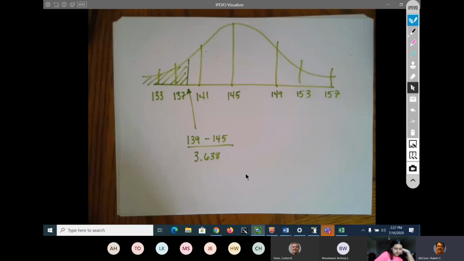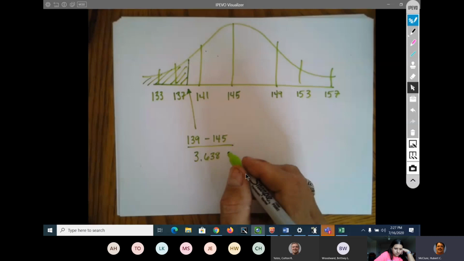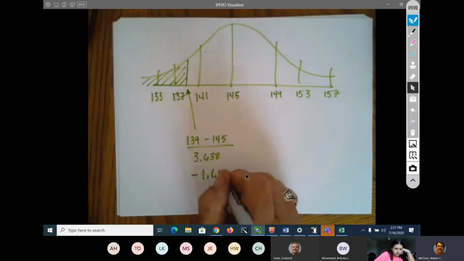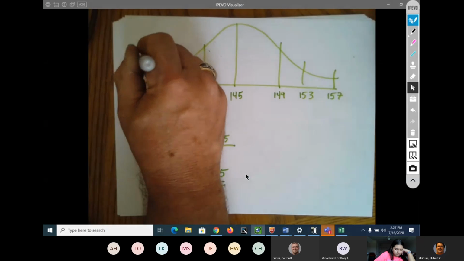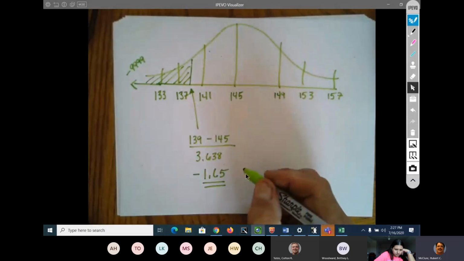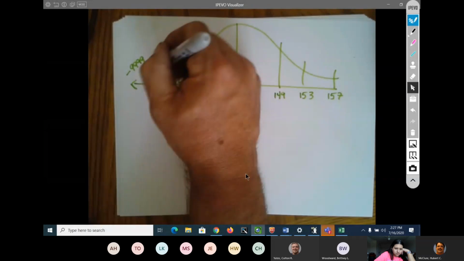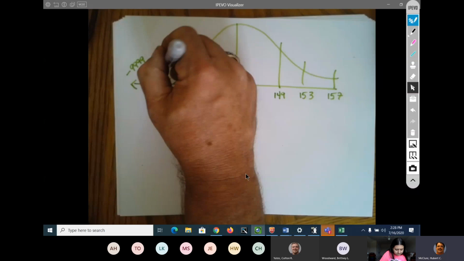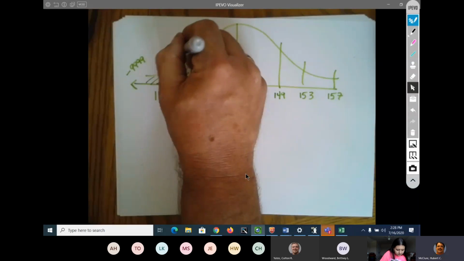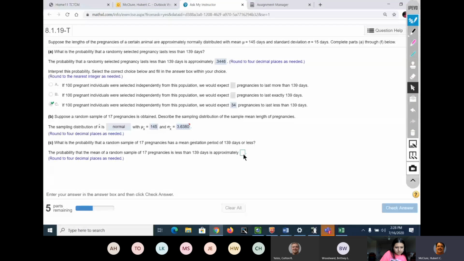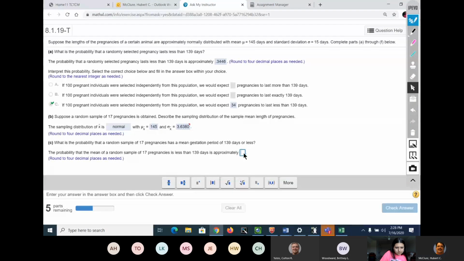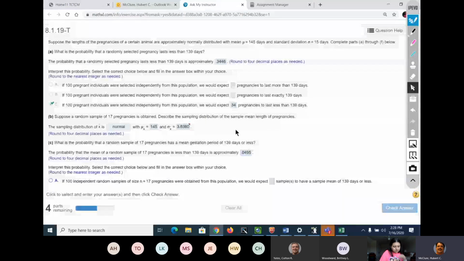235. Okay. So that comes out to be negative 1.65. Y'all check me. And somebody go from negative 9999 to negative 1.65, please. What do you get? 0.0495. Yep. So that means that 5 people, the days are less. So 5 people.